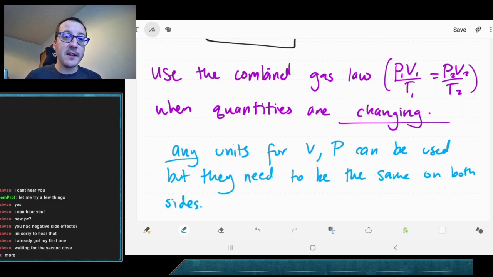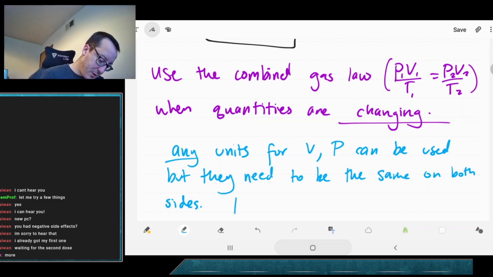You can use milliliters instead of liters if you wanted. You can use PSI, bars, pascals, whatever crazy units you like, you are welcome to use those. You do not need to convert them to atmospheres or liters. You will just end up getting your answer out in the same units that you put in. So you can either convert it beforehand or afterwards. If you're given a different unit, that doesn't matter.